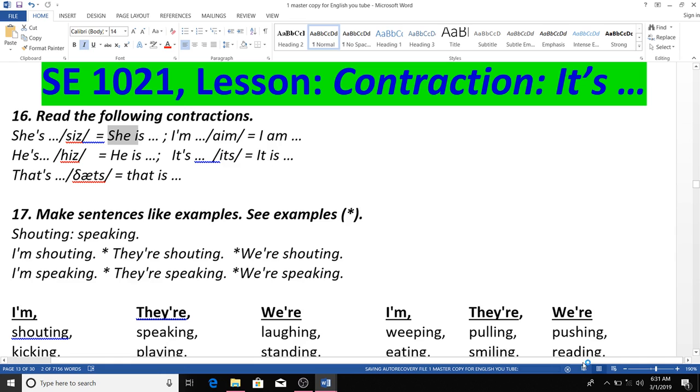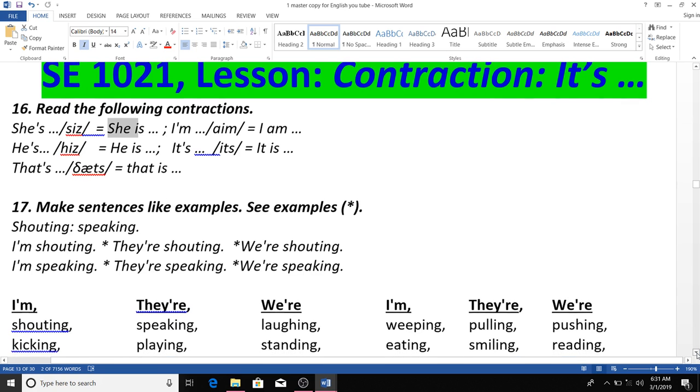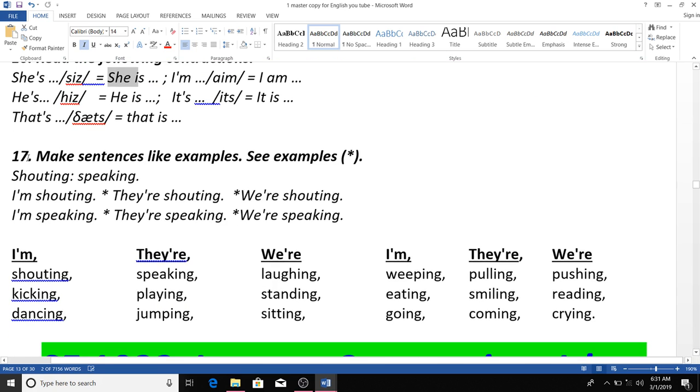Let's go to the next lesson here. This is step SE 1021, okay? SE means speak English, 1021, okay? Let us look here, shouting. Shouting means shouting and speaking, okay? Shouting means speaking, or we make sentences here.